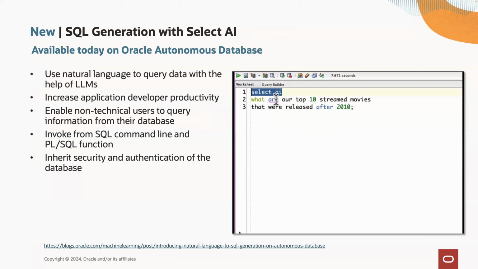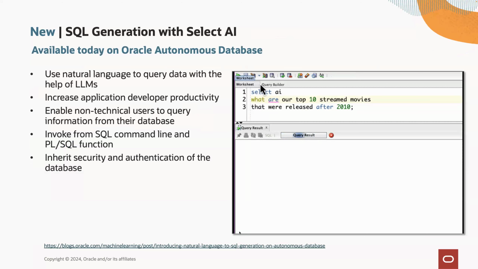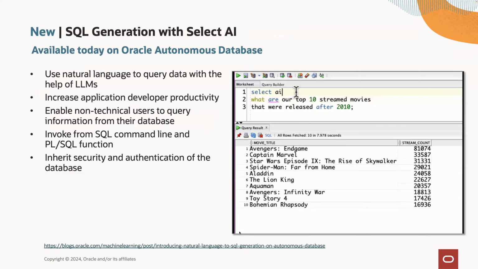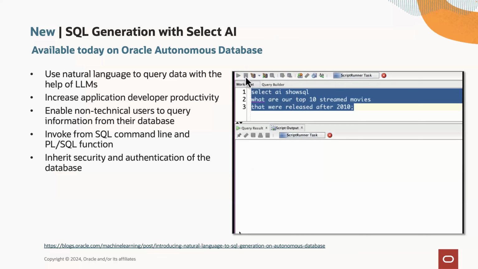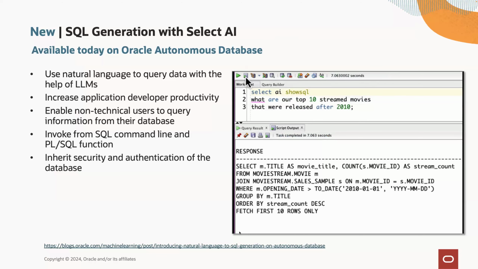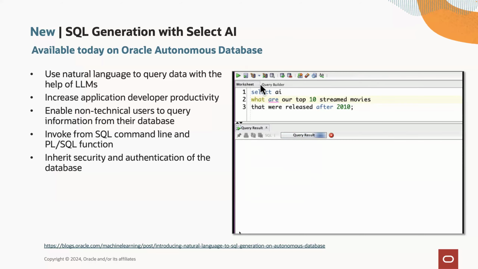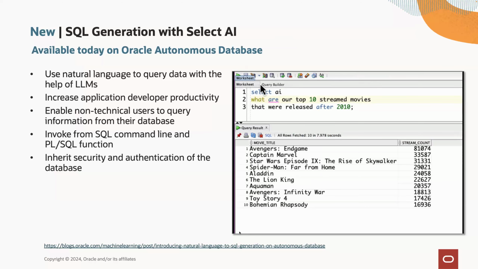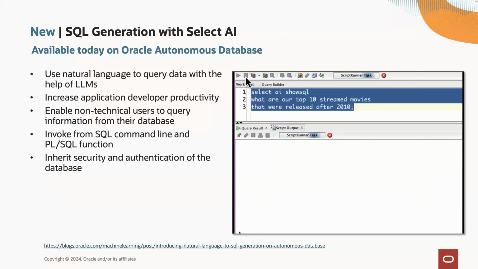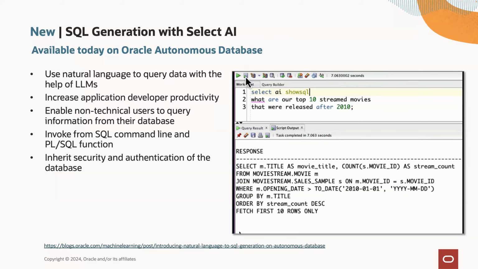Now, the other area that I mentioned is our SQL generation with Select AI. And this is where we're providing a mechanism to use natural language to converse with your database. And in this case, this is a good example where we're asking a question that's definitely not SQL in nature. And we're inquiring about movies that are in our database. And we're able to do that using this command Select AI, and it's able to return our results.